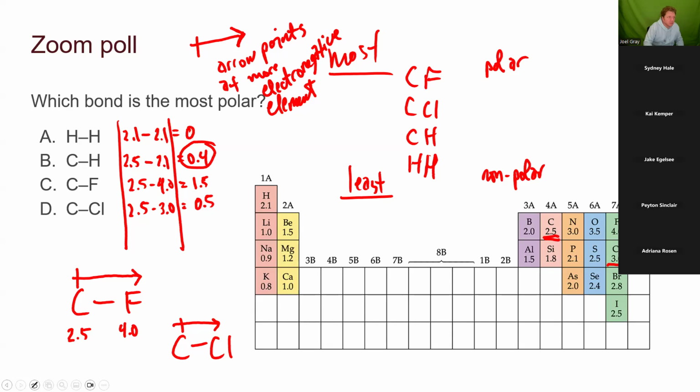Now, let's look at CH. C is 2.5, hydrogen is 2.1. Okay, here, sorry, I jumped onto the other side of the slide, the upper right-hand corner. Well, which one is more electronegative between carbon and hydrogen? It's going to be carbon. So I'm drawing my arrow going towards carbon.